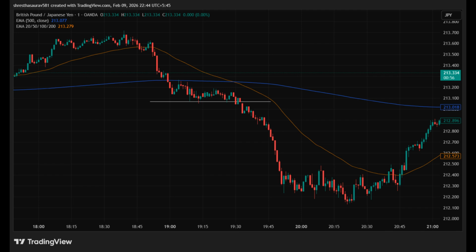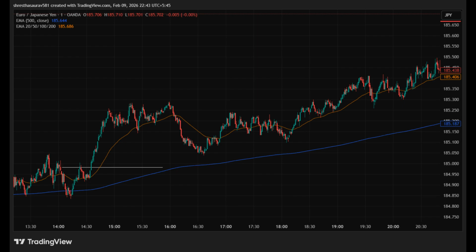Here is the British pound versus the Japanese yen. The chart shows a notable downward movement followed by a sharp recovery, respecting the 500 EMA as resistance. For the euro versus the Japanese yen, we observe an overall bullish market structure. The price oscillates, but consistently trends upward.